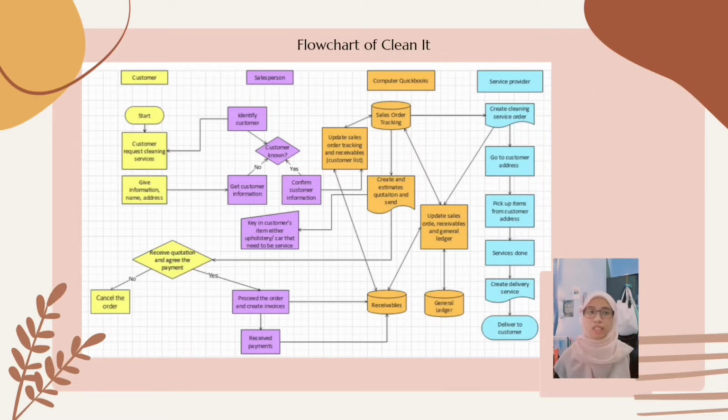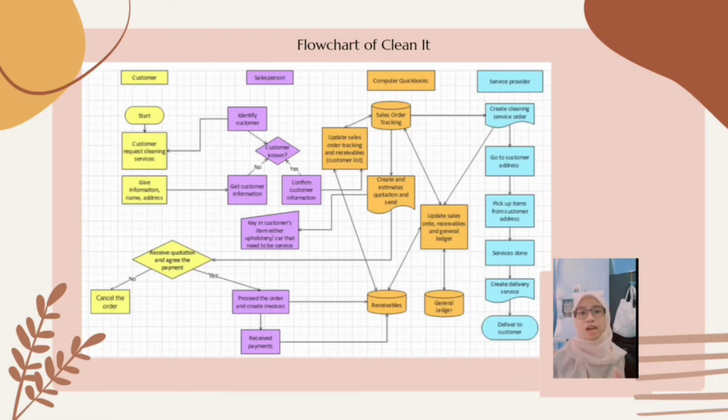and key in the whole information of the customers, which is the address of the customer's house, the items that they need to clean, and other things. The salesperson will use QuickBooks, which is the computer system that they use, to estimate the quotation and send it to the customers. If the customer agrees with the quotation, the whole price of the payment of their services, then the salesperson will use QuickBooks to estimate the quotation of the services and send it to the customer.